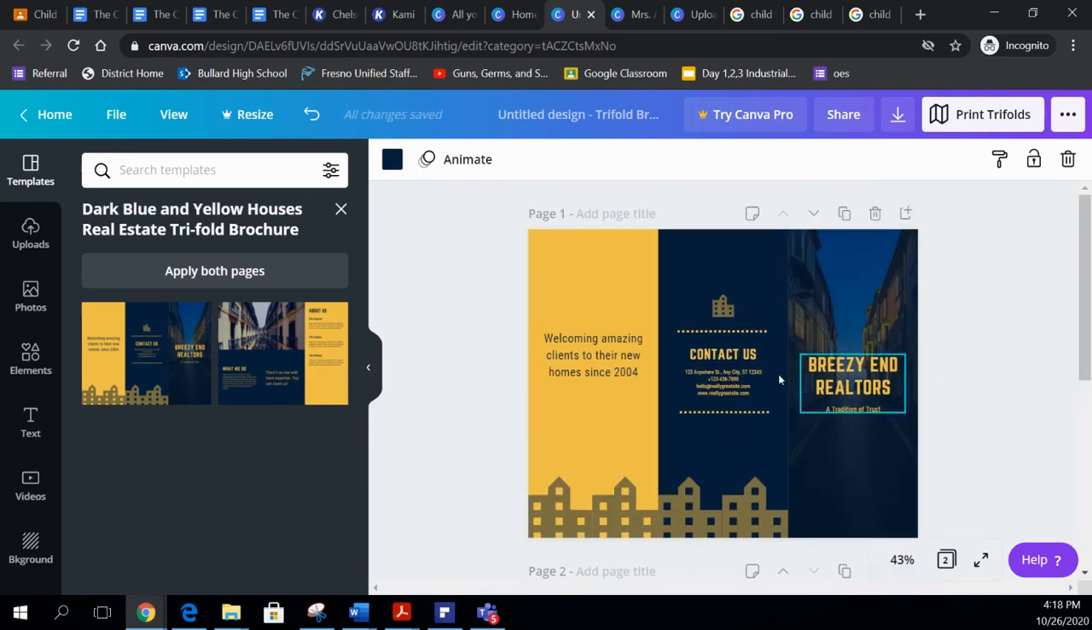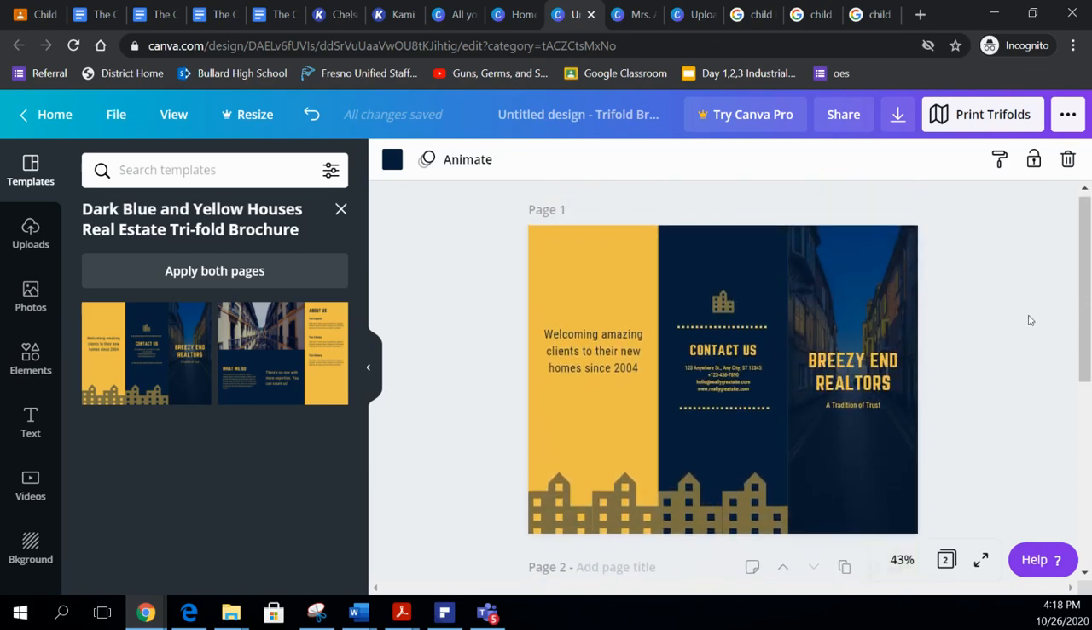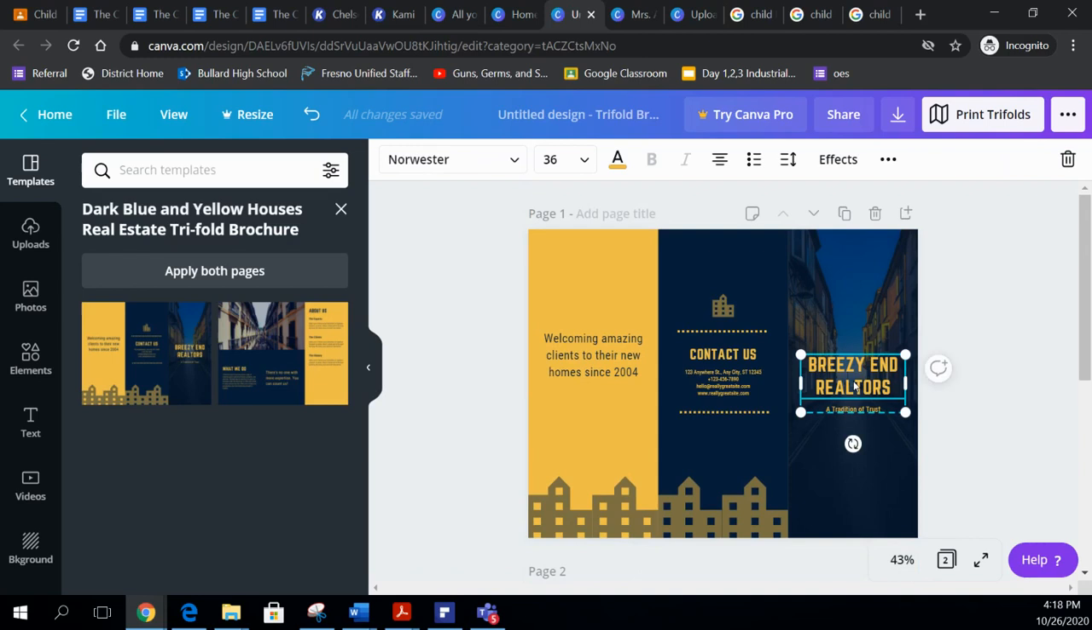Okay, so now you've got your 2 pages. This is the outside. This is the inside. Okay, and you can change these pictures as needed. So first thing I'm going to do is change this title here. You just click to type stuff in. So child labor in the textile industry.